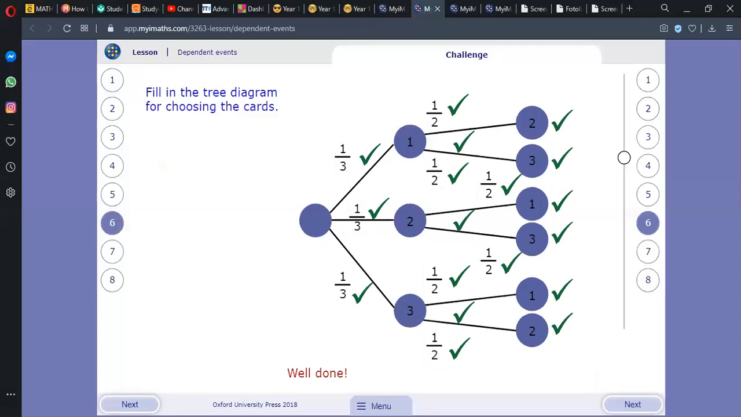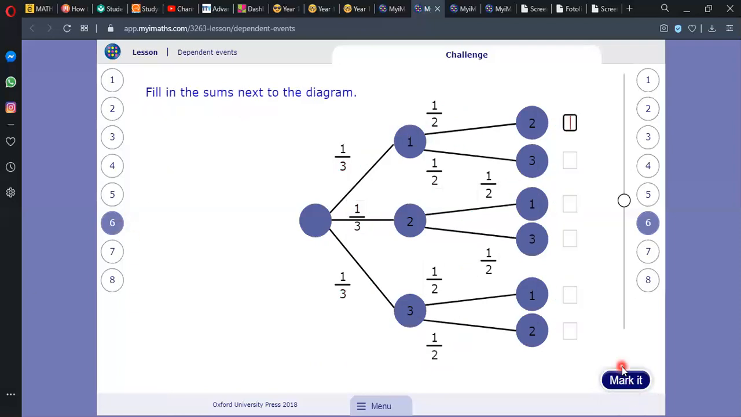Well done. Moving on. Now, fill in the sums next to the diagram. When we talk about the sums, we mean you picked 1 in the first trial, you now pick 2 in the second trial. So the sum is 1 plus 2, which is supposed to give 3. Follow the branches, 1, 3, that should give 4.